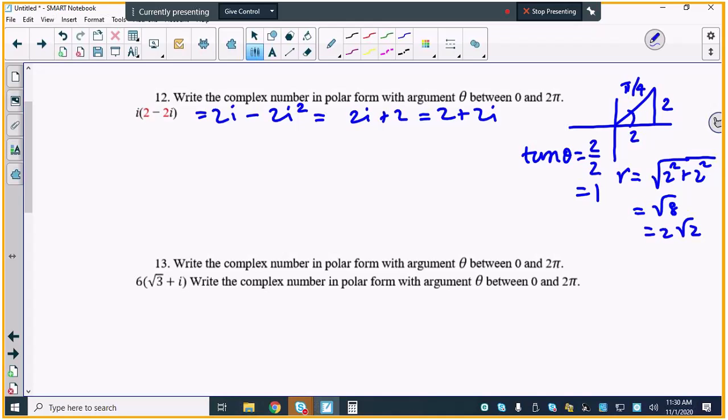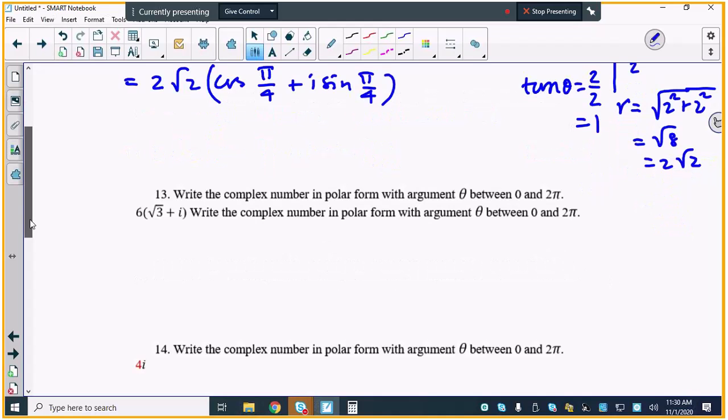Pretty simple. So now I get to say that the radius is square root of 2, I'm so sorry, 2 square root of 2 is the radius. Cosine pi over 4 plus i sine pi over 4, and that answers my question. Similar question in the next one.